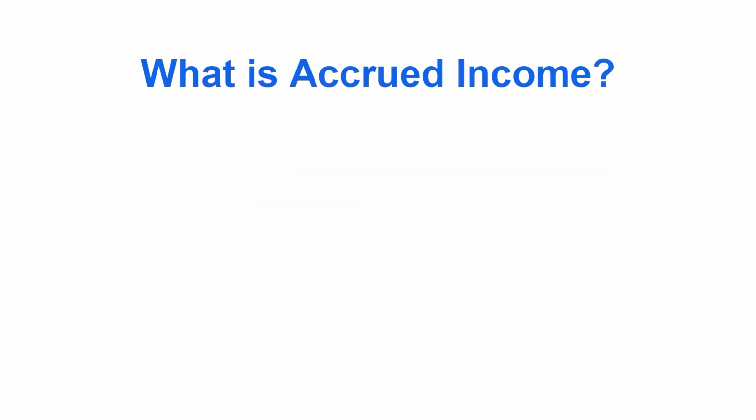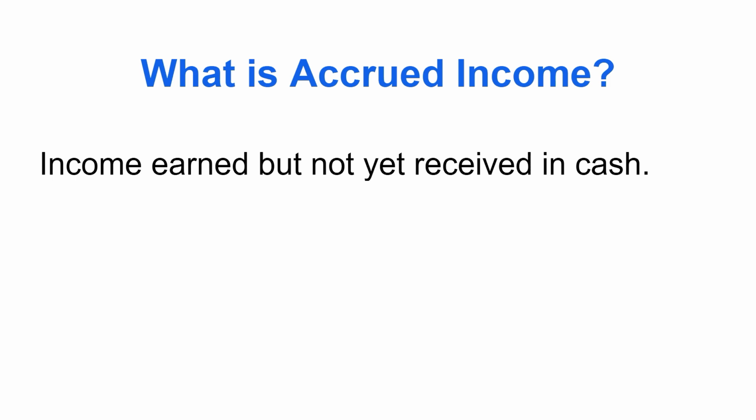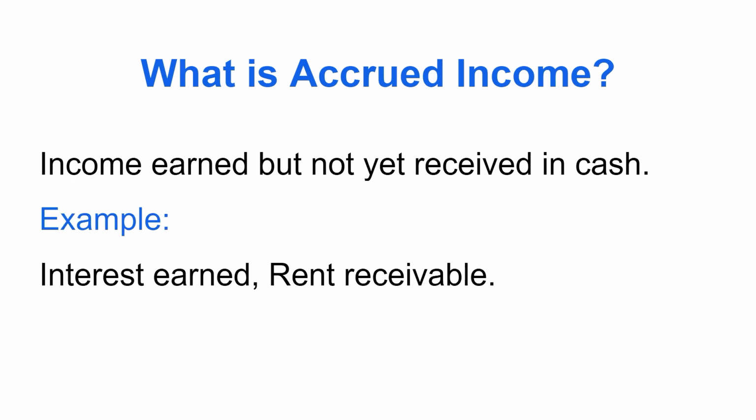What is accrued income? Income earned but not yet received in cash. For example, interest earned, rent receivable. Accrued income means we already earned the income but we haven't received the money yet. For example, interest from the bank we earned in this month, but the bank will pay next month. Since the income belongs to this month, we record it now.